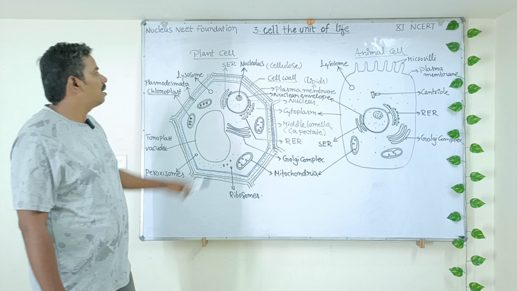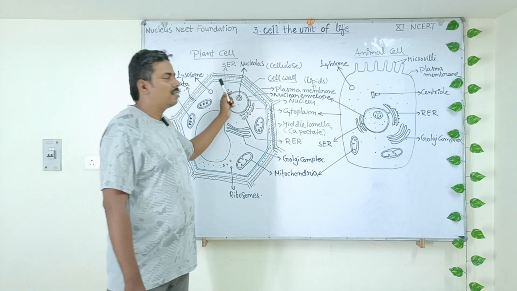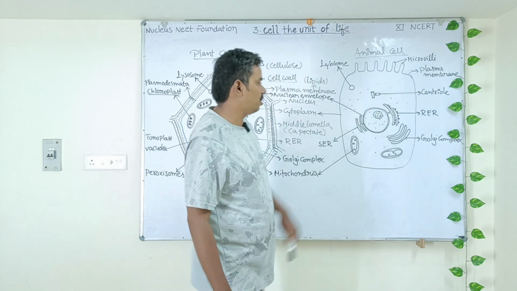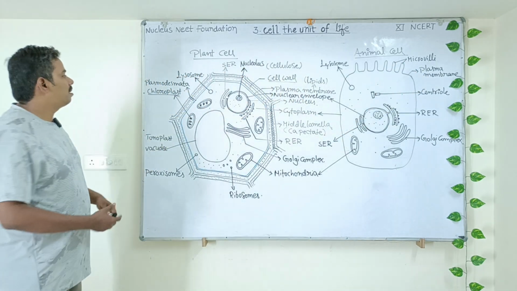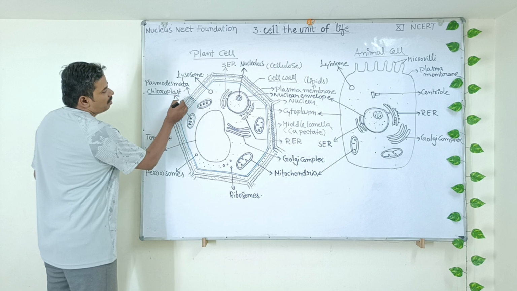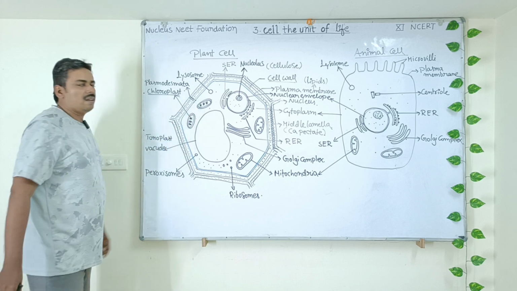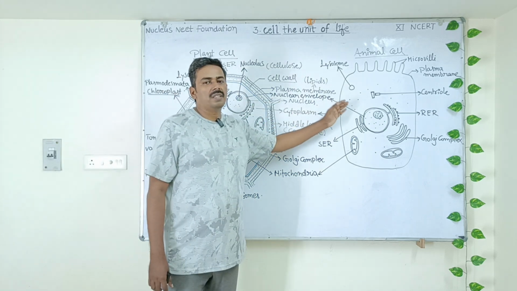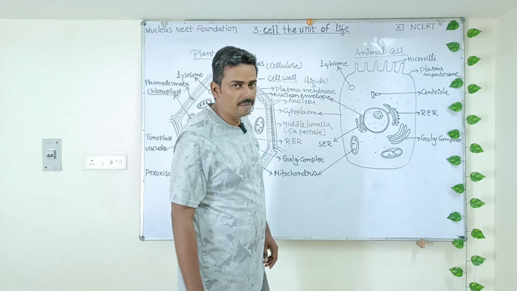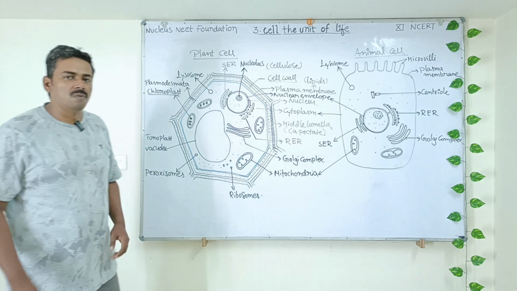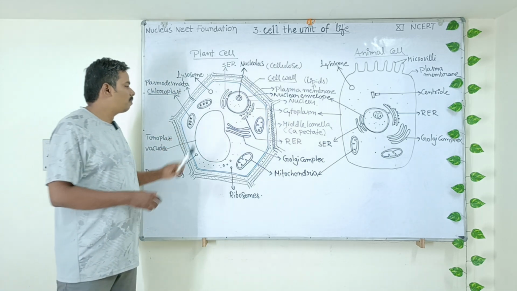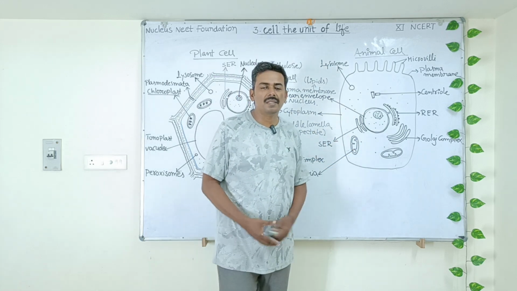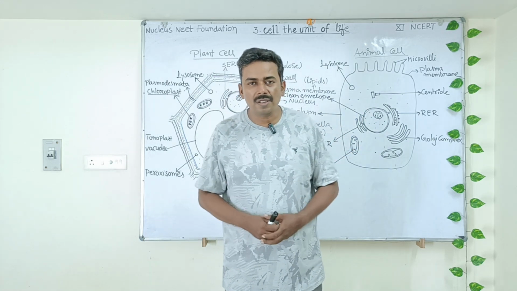Next, in the plant cell, microvilli are absent, whereas in the animal cell, you can see microvilli, finger-like projections. Next difference: in the plant cell, across the cell wall, there are openings called plasmodesmata, which help in movement of molecules from one cell to another. In animal cell, we don't see plasmodesmata. One of the important differences is chloroplast. In plant cells, chloroplasts are present. In animal cells, chloroplasts are absent. So note down this point, students.